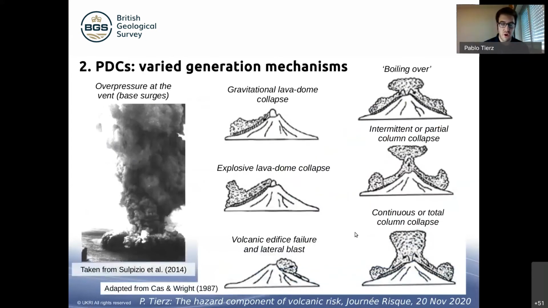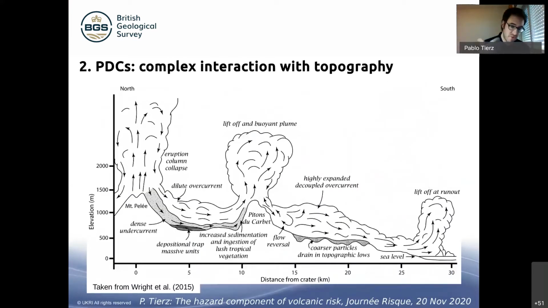Additionally, without going into all the detail of this slide, basically the generation mechanisms of these flows are very complex and very varied. So that implies that the source conditions of these flows are very variable. So the aleatory uncertainty in the PDC triggering is very high. And on top of all this, basically these complex flows interact with real 3D topography in very complex manners.